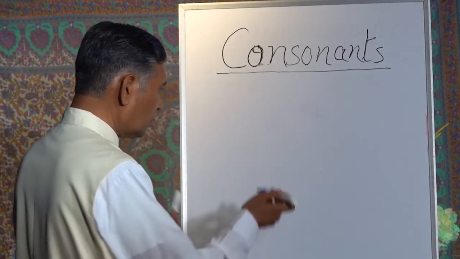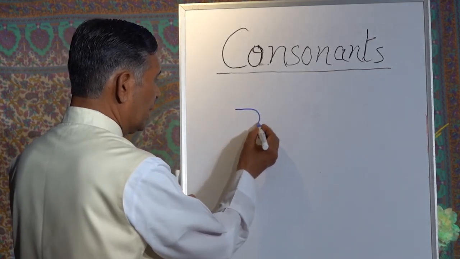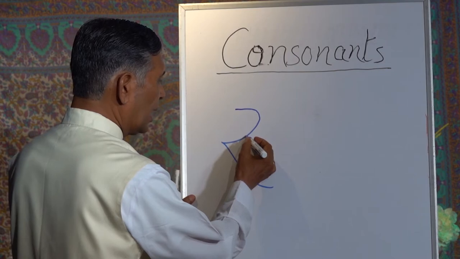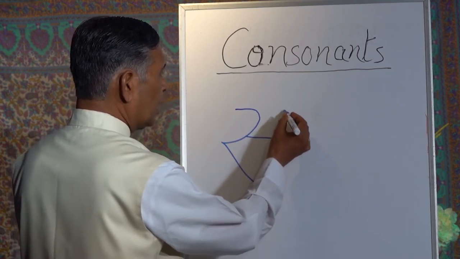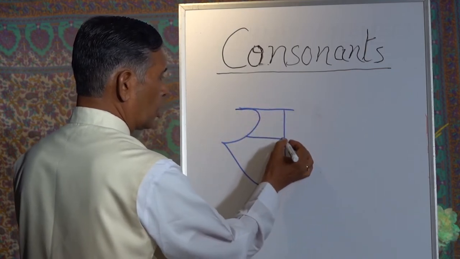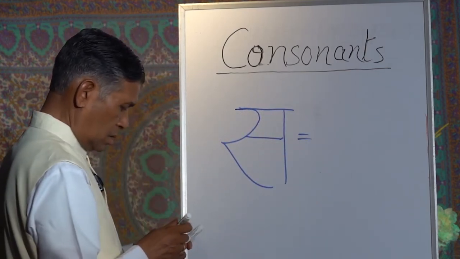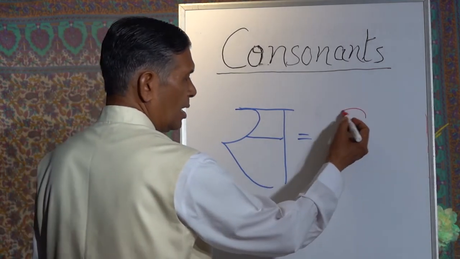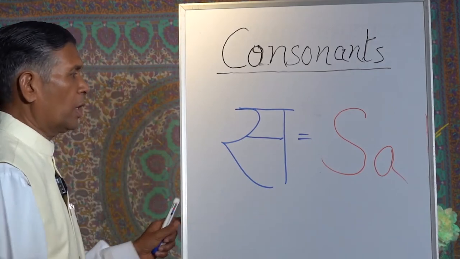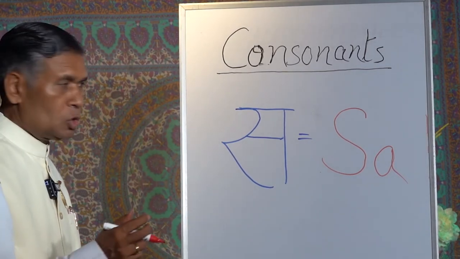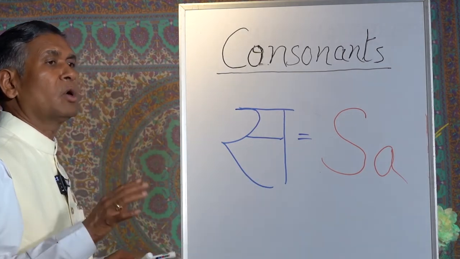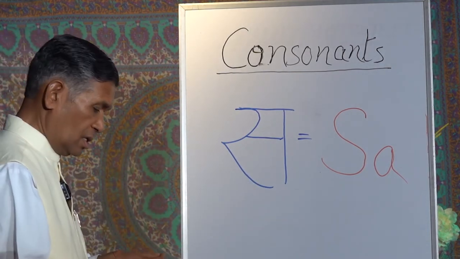Third is dental Sa. Make like, write like R, like Ra, put here joining piece, put head, put line, stroke. Now this is the Sa. Okay? Sa. So these are three Sa. It is dental Sa without sound Sa.